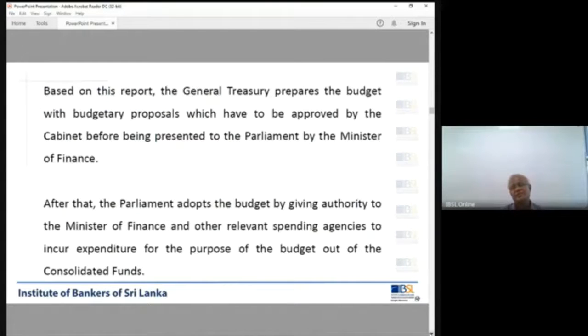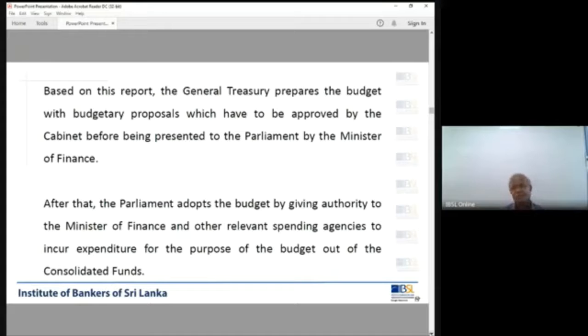Based on these reports, the General Treasury will prepare the budget with budget proposals, which have to be approved by the cabinet before being presented to the parliament. First to the cabinet of ministers. They approve, but that is an agreement in principle. But the crucial point is the parliament. Parliament should approve the budget. We should approve the budget. People should approve the budget. That is a good job.